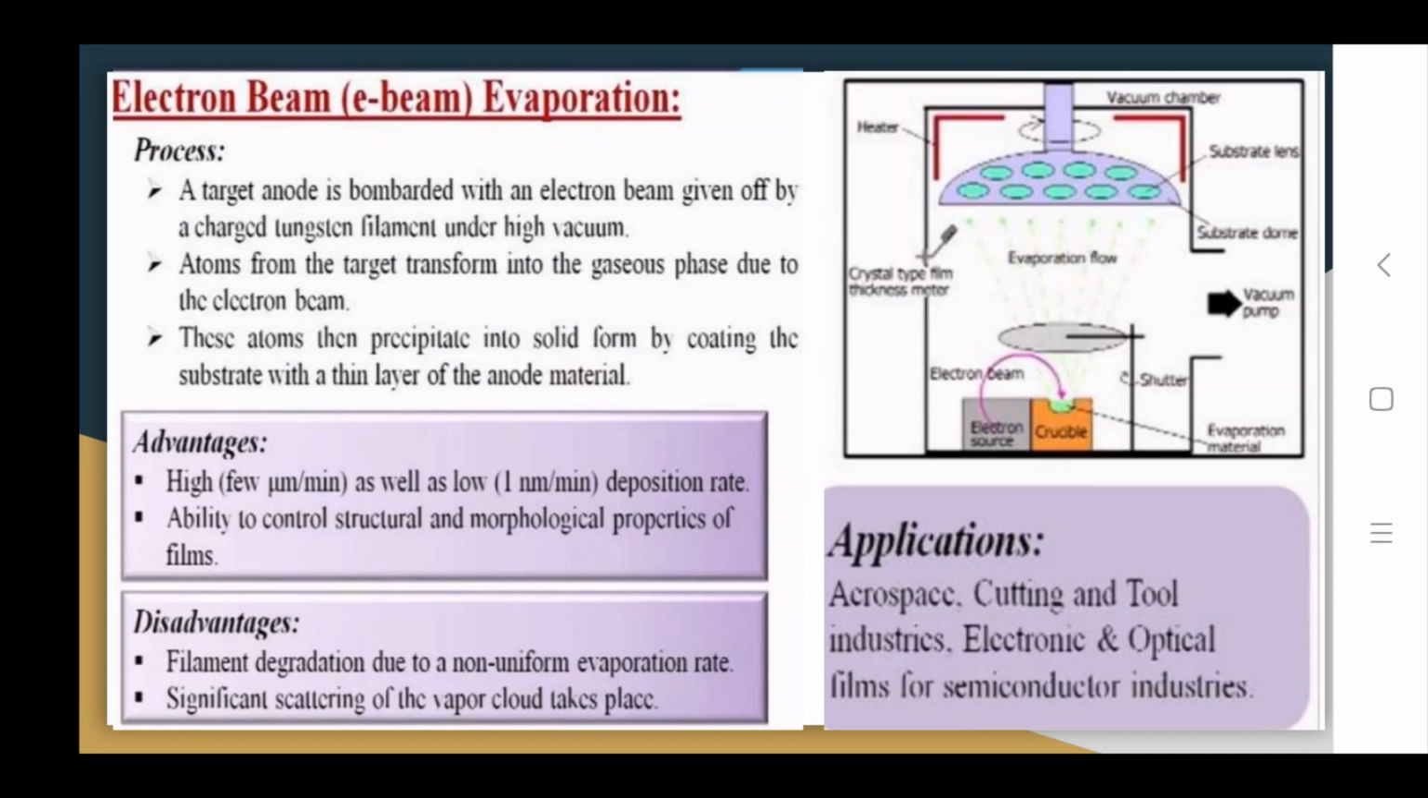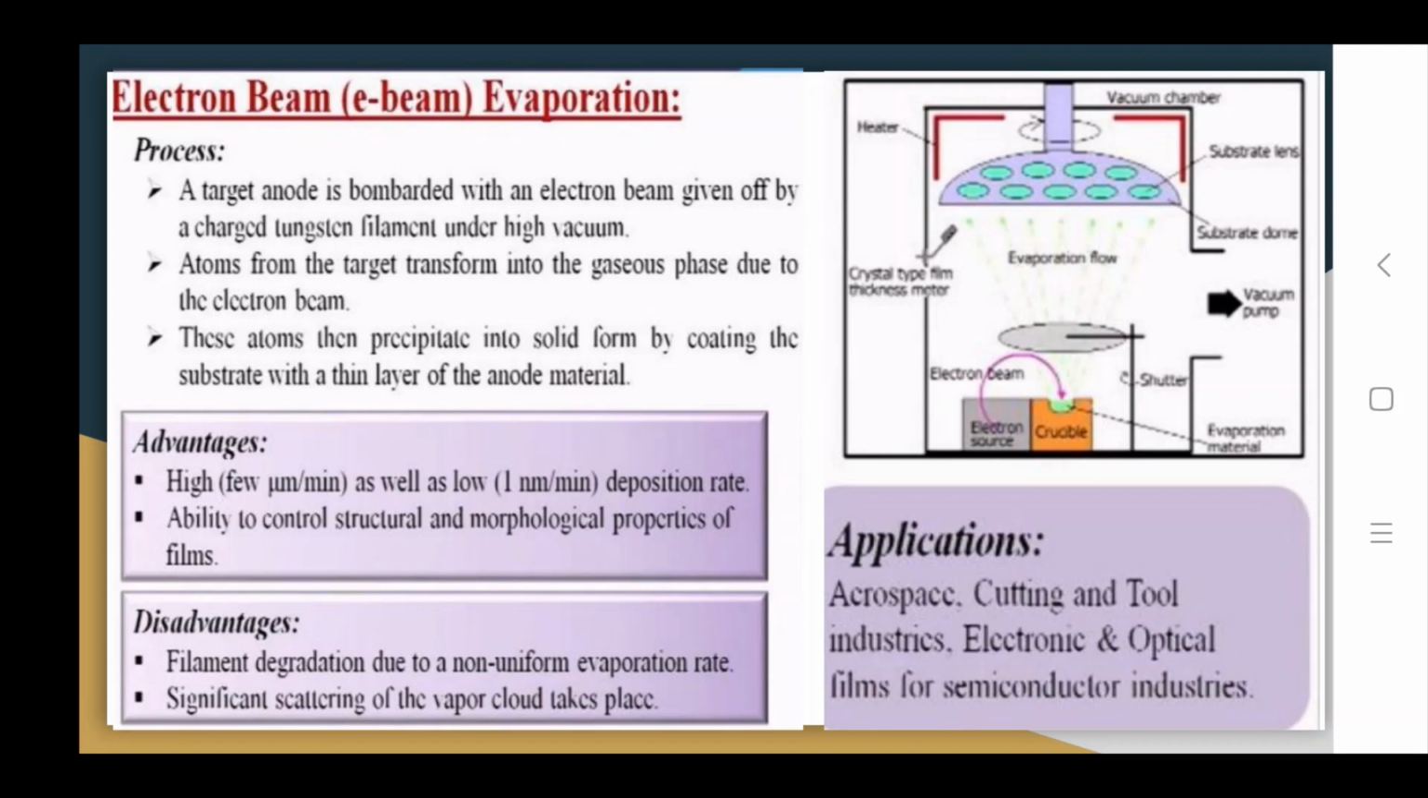Atoms from the target transform into the gaseous phase due to the electron beam, and these atoms then precipitate into the solid form by coating the substrate with a thin layer of the anode material. Now the advantages: a deposition rate from a few micrometers per minute down to 1 nanometer per minute, which is fully controllable depending upon how much energy you put onto the anode material or source, and the ability to control the structural and morphological properties of the film.